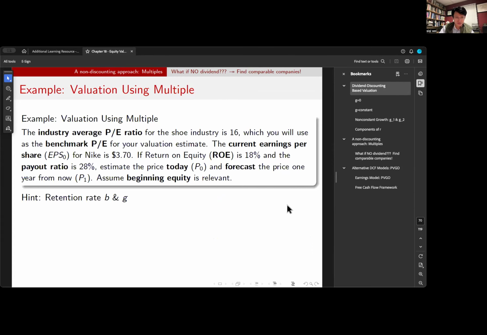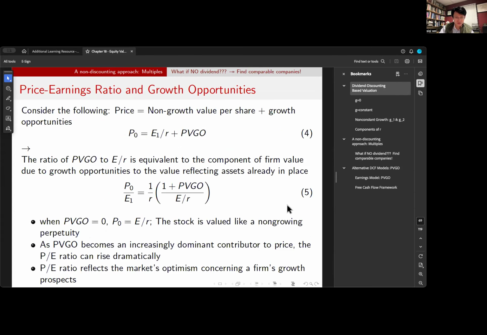Now, the third valuation approach is what we call the alternative DCF model. Okay, I will talk about two alternative methods. The first one is what we call the earnings model. The second one is free cash flow approach. Okay, to introduce the earnings model idea, we want to talk about something called PVGO, present value of growth opportunity. Okay, this G stands for growth opportunity.